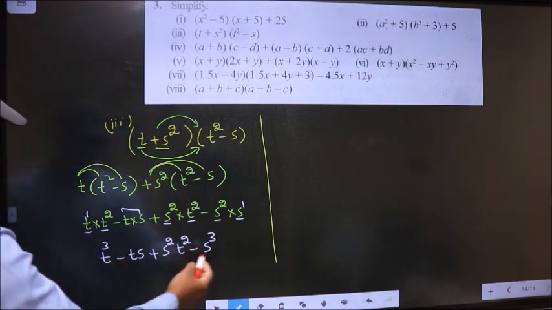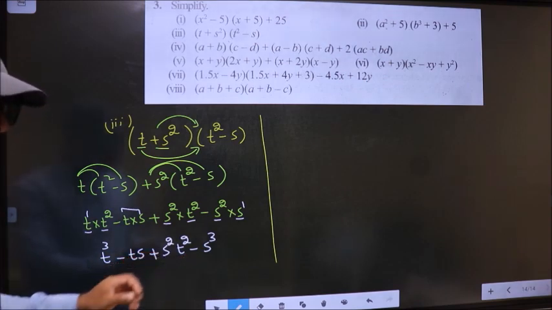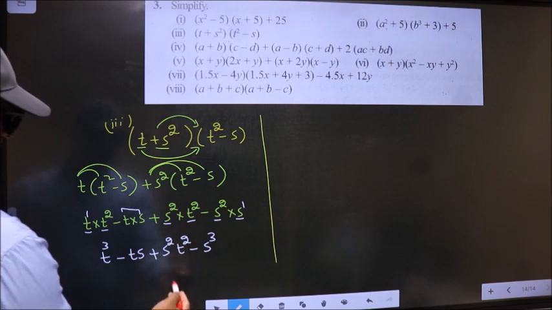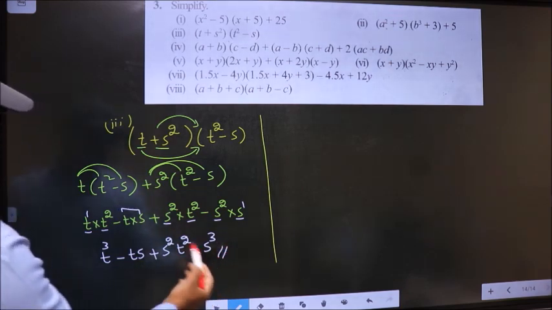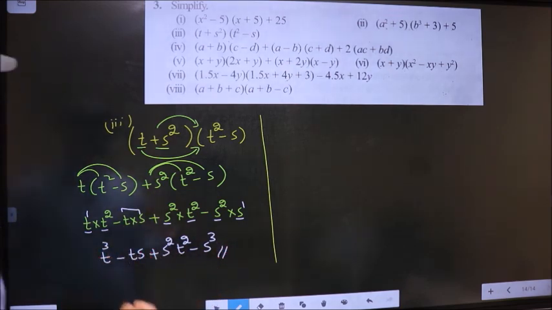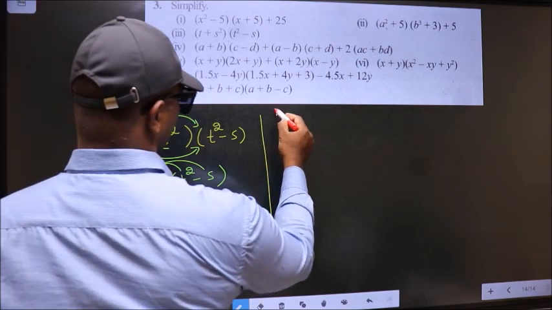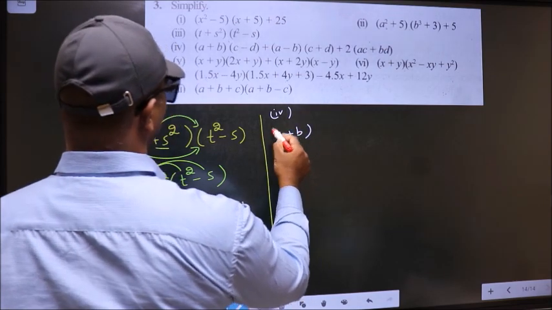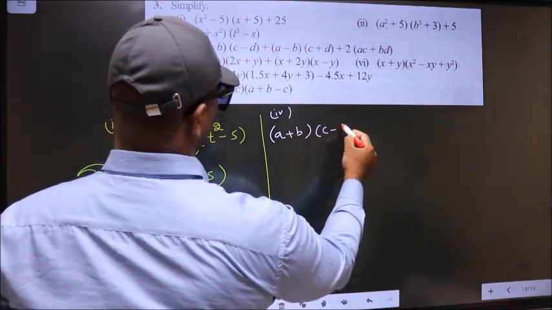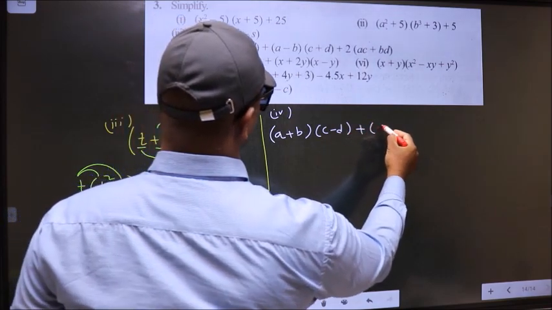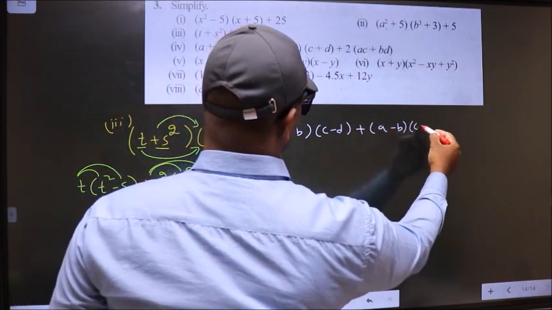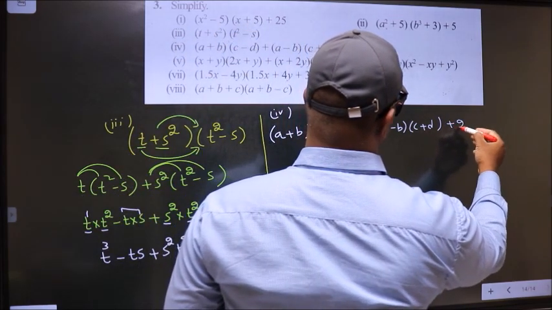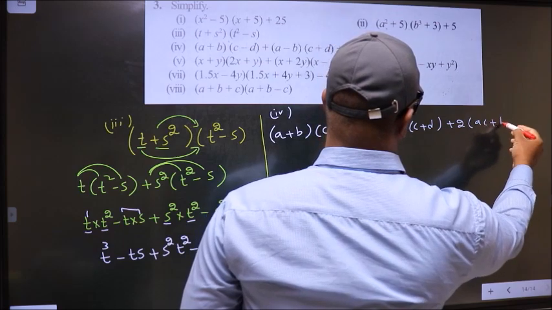Now over here in this expression we do not have any like terms, so this cannot be simplified further, so this is our answer. Now fourth bit. Fourth bit is a plus b into c minus d plus a minus b into c plus d plus twice of ac plus bd.